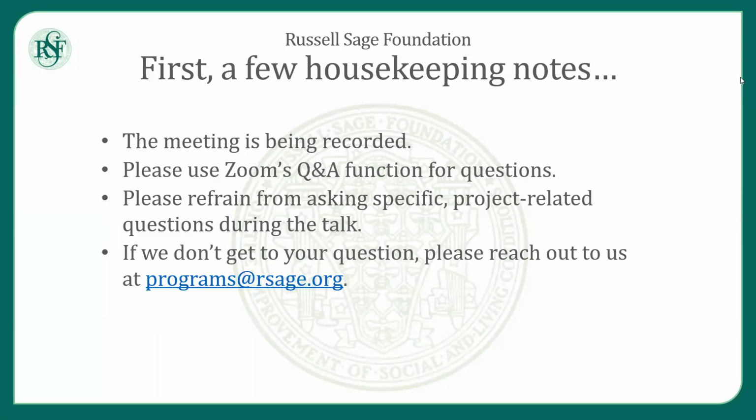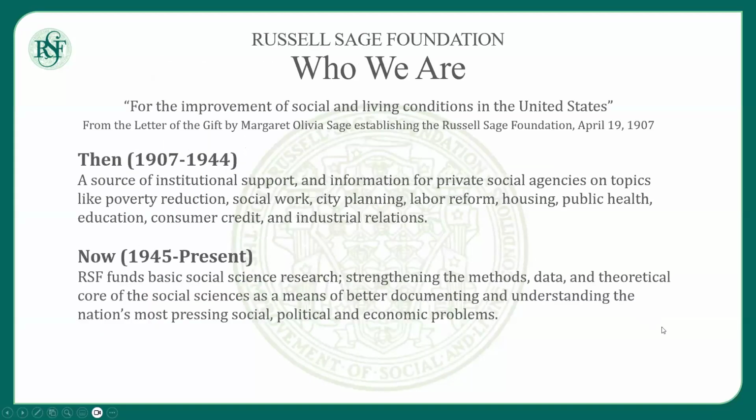Moving forward, let's get this party started. First things first, who are we? We are the Russell Sage Foundation. We were founded in 1907 by Margaret Olivia Sage after her husband, Russell Sage, passed away. And she founded this foundation for the specific purpose to improve the social and living conditions in the United States.